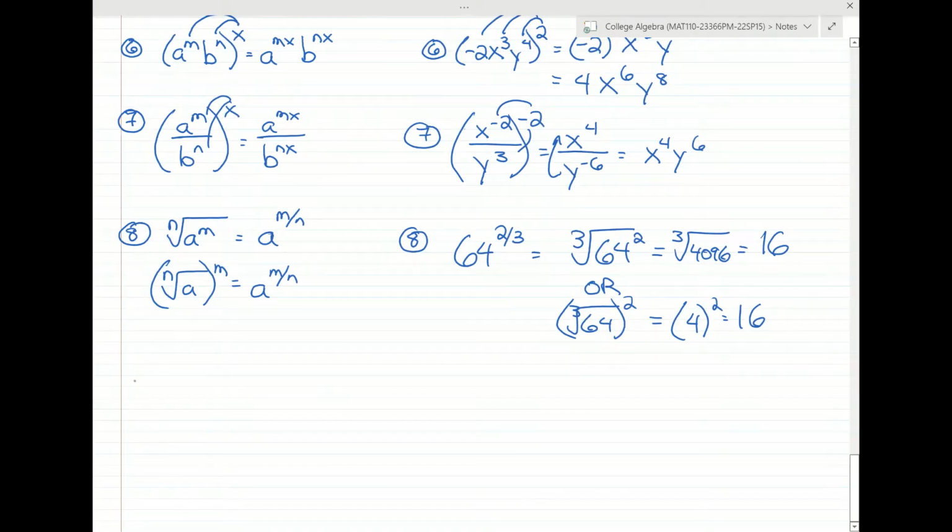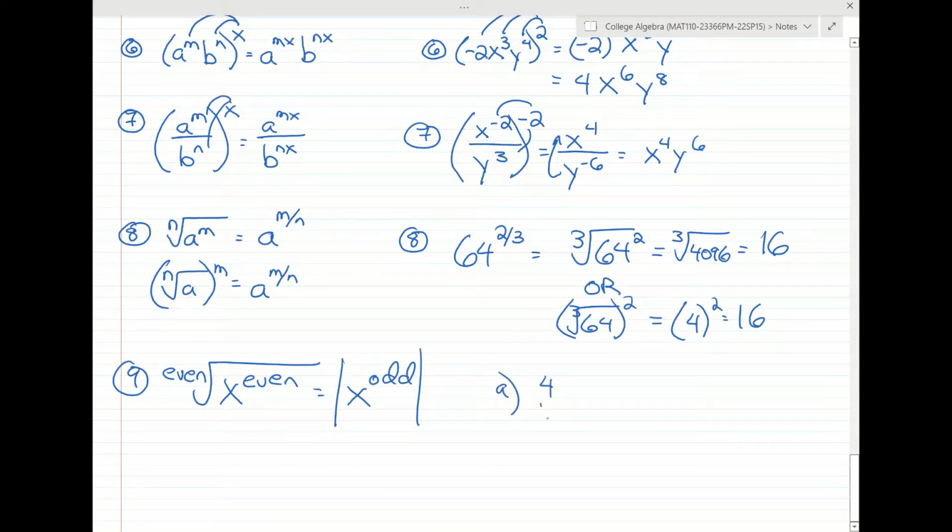And then the last property before we start doing some of these problems is if you take an even root of anything to an even power, and you get an odd power answer, you need absolute value. An example would be like the 4th root of x to the 12th. 12 divided by 4 is 3. But we need absolute value for that because of what we talked about in the last section.